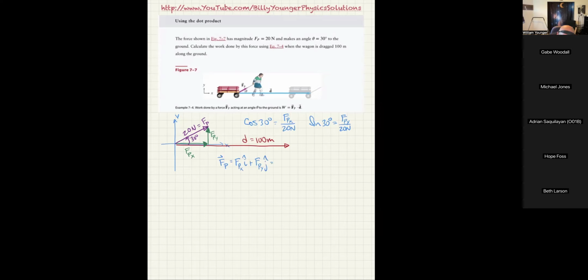Now, according to my calculator, 20 times cosine 30 gives me 17.32. That's one extra digit, so 17.3 newtons i hat, and 20 times the sine of 30 degrees, which is obviously the y component, gives me 10. So this will be plus 10 newtons j hat.